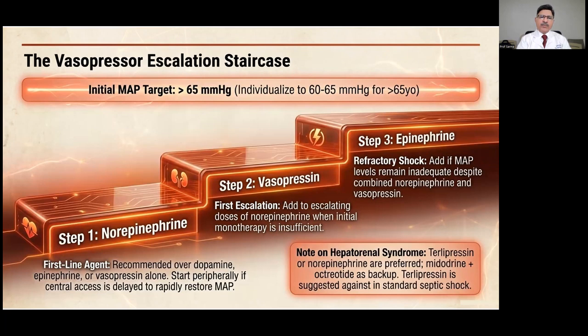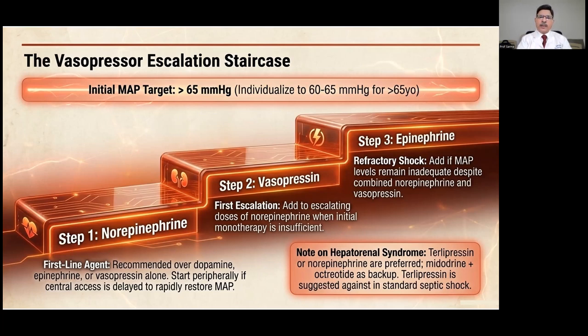Okay, step 1, norepinephrine. Step 2, vasopressin. Step 3, a further pressor. This is called vasopressor escalation, a staircase of vasopressor escalation. What is the drug of choice? Norepinephrine, not epinephrine, not dopamine. It is recommended over dopamine, epinephrine or vasopressin alone as the first-line agent in hypovolemia, hypoperfusion, and low blood pressure in AKI. For pressure escalation, norepinephrine is the first line of choice. Start peripherally if central access is delayed, to rapidly restore the mean arterial pressure.